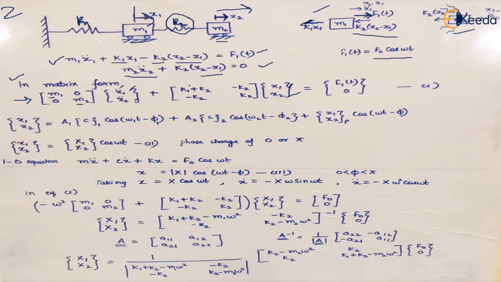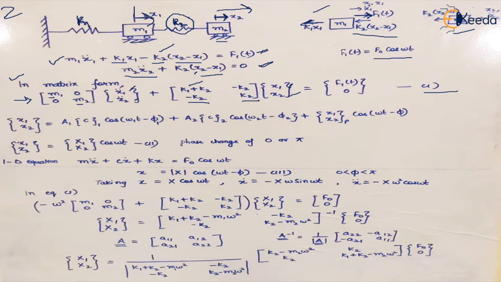So K1 plus K2, and for X2 it is minus K2 in the first equation. Then in the second equation, the factor for X2 is K2, and for X1 it is minus K2, and this is equal to F1(t) and 0, right? So this is how we can write the equation in the matrix form.